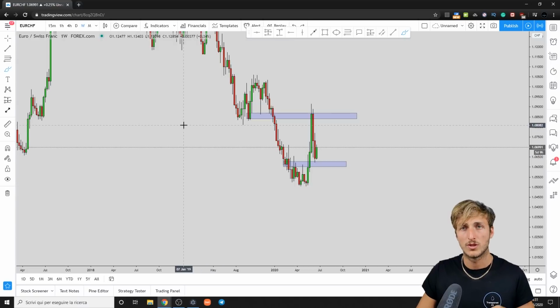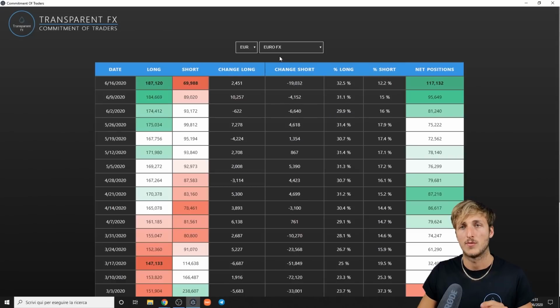Now, before we go down on the daily time frame, let's speak about what we have from a COT perspective, so commitment of traders. What big banks and institutions, so the biggest speculators in the market and non-commercials, are doing in the market.